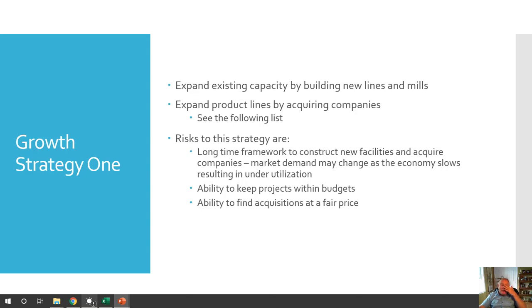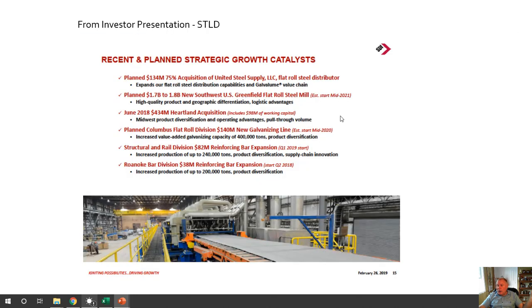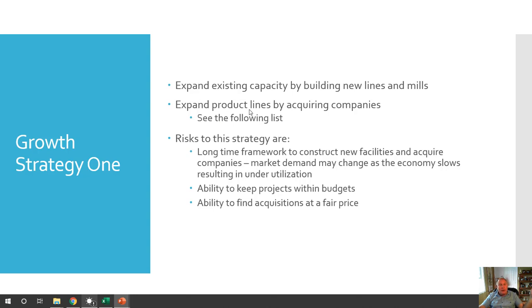Here's an example from STLD, Steel Dynamics, and this is a summary. And I went through it. Expand existing capacity by building new lines and mills. Expand product lines by acquiring companies. Now, I found this in the investor presentation, and it tells me what they're going to be doing. So I know here what's going to happen. I got that information right off of the investor presentation, and I put it on this sheet.